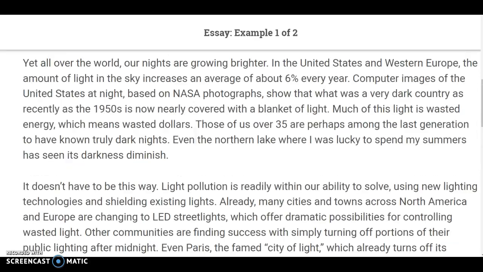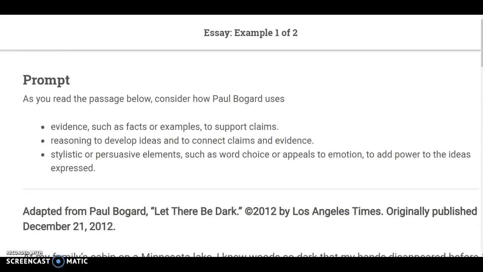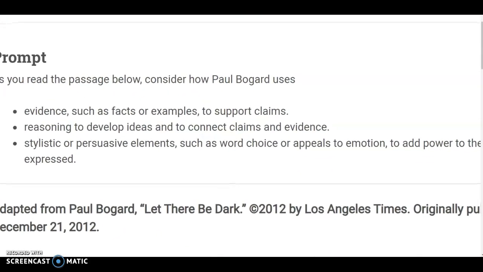If I pop back up here. Okay, remember, evidence is ethos, facts are ethos, claims are ethos. They don't care about ethos. They want you to tell how ethos was used. Reasoning, which is logic or logos, to develop ideas and to connect claims and evidence. Once again, they don't care about logos. They care about you telling the reader how logos and logic was used.